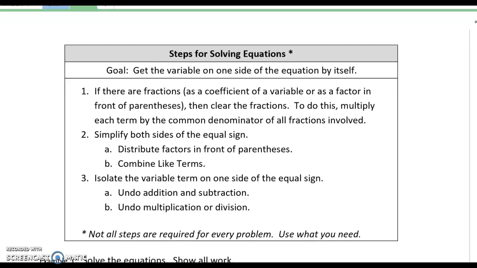Number one, we should be looking to clear out all fractions if there are fractions in our equation. And we do this by multiplying each term in the equation by the common denominator of all fractions involved. Number two, simplify both sides of the equal sign. Again, we're doing things like distributive property and combining like terms. And then finally, we need to isolate the variable on one side of the equal sign. We undo any addition or subtraction. We undo any multiplication or division. And always know that sometimes not all of these steps are going to be used.